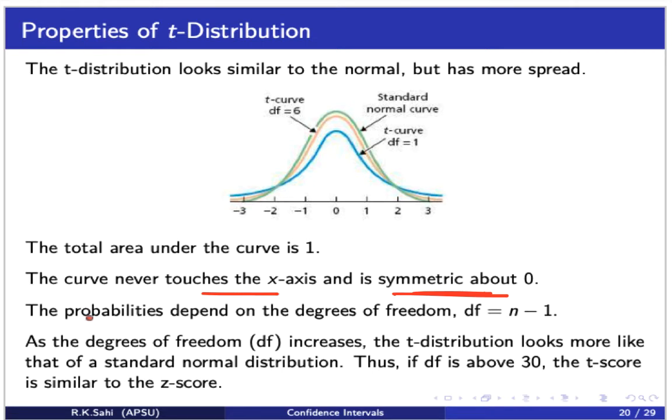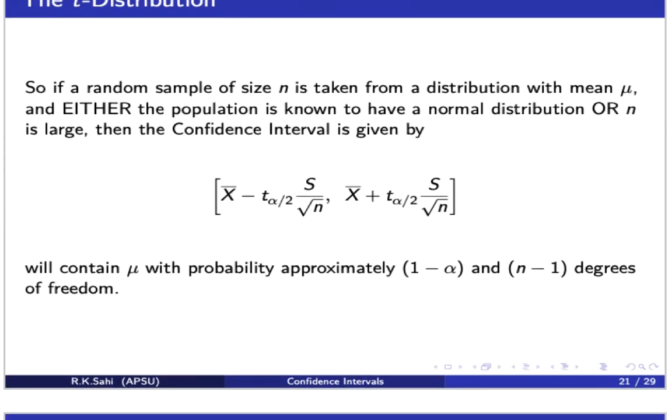Now, the probabilities here depend upon the degrees of freedom. As the degrees of freedom increase, the t distribution looks more like that of a standard normal distribution. So if I have degrees of freedom above 30, the t-score is very, very similar to the z-scores. Now remember, z-scores and t-scores. Z-score is when we are having a population standard deviation, and a t-score is when we are having a sample standard deviation. Okay, so what's the formula?